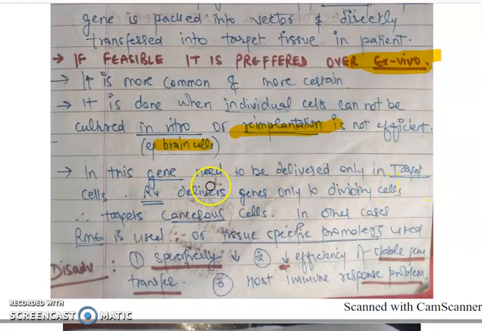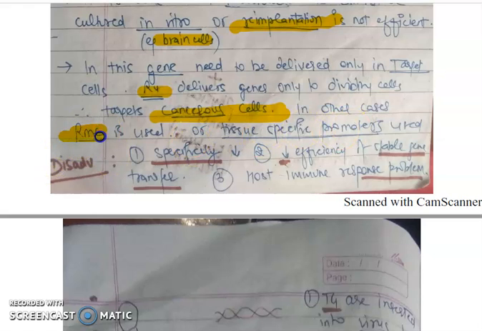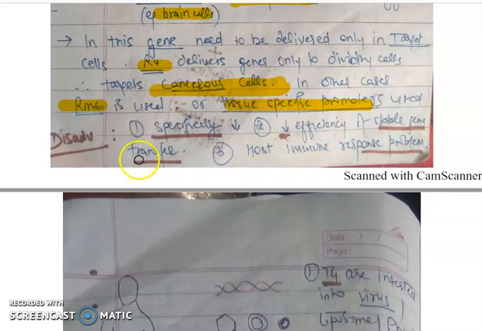In this, the gene needs to be delivered only to the target cell, and the retrovirus delivers only to the dividing cell. So this could be one of the limitations of the in vivo gene therapy approach, the same one that we see in ex vivo, because these are viruses that infect only dividing cells, but these can be efficiently utilized for targeting cancer cells. In other cases, we can use RME, that is receptor mediated endocytosis, or we can insert a tissue specific promoter upstream of our therapeutic gene, so that expression occurs only in the affected tissue or cells.